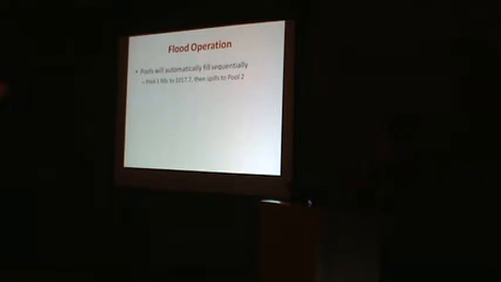You don't have to remember these numbers, but when we get to 1017.7, it'll start spilling into the second pool. When we get to 1017 on the second pool, it starts spilling into the third pool. When that one gets to 1018, well, it all gets to 1018, then it'll automatically release into JD14.